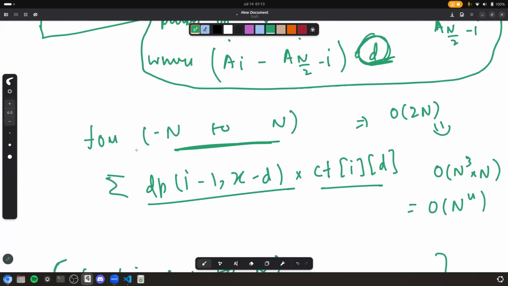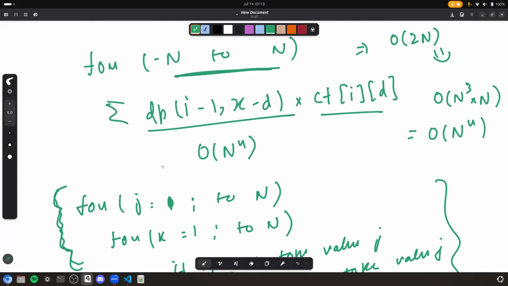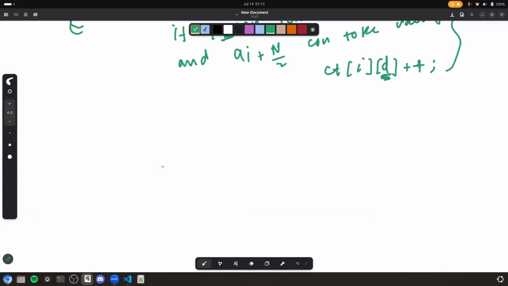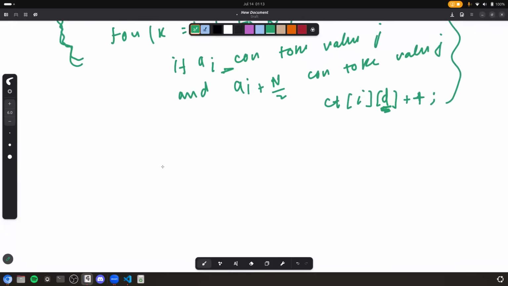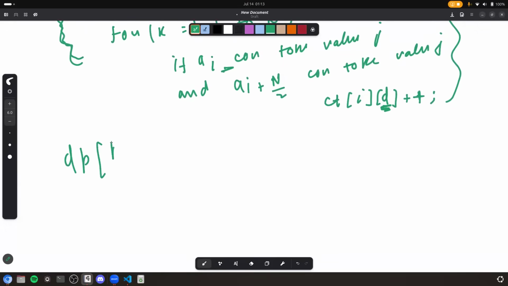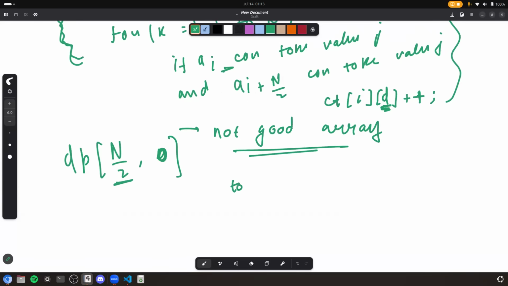Then I can solve this DP in O(n^4), and my total number of not good arrays would be given by dp[n/2][0], since I need to check for all possible i's till n/2. So this would give me all the not good arrays, and I can subtract from the total. I'll show you guys the code for this question.